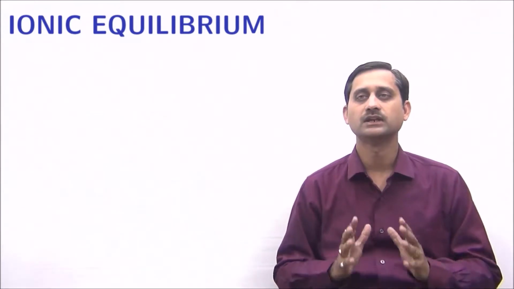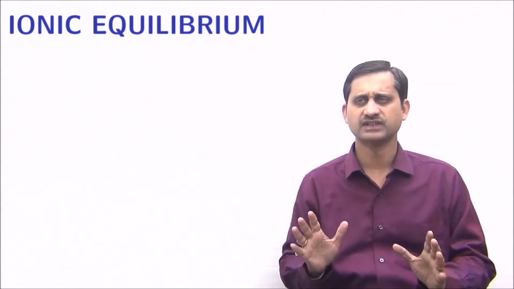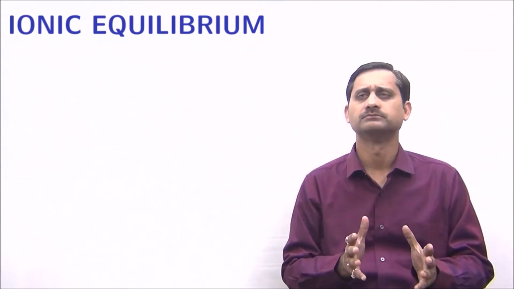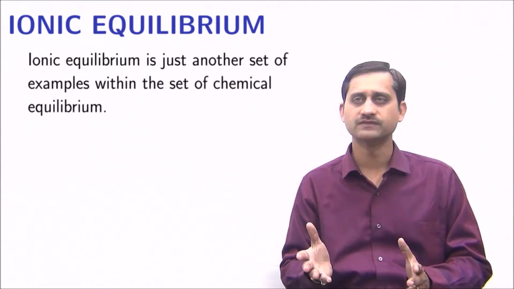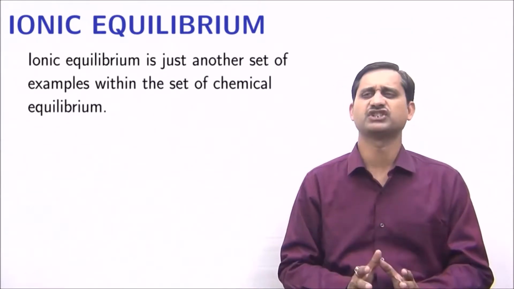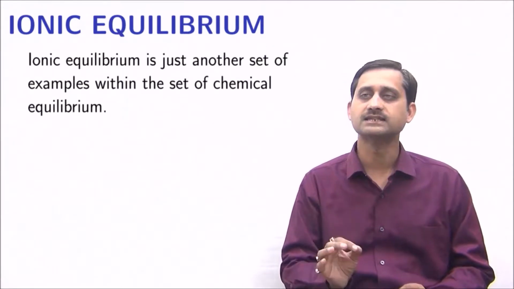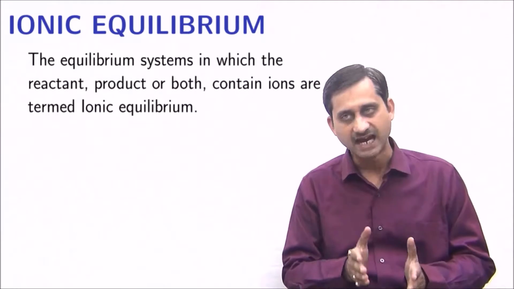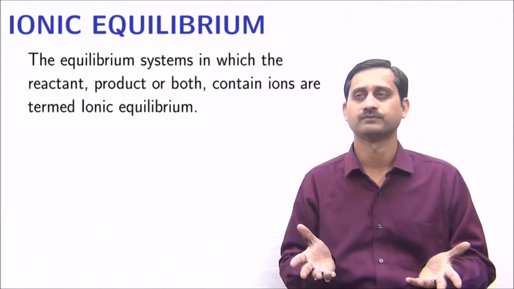So, we begin with the topic ionic equilibrium. As such, there is no difference in ionic or chemical equilibrium. In fact, ionic is just another set of examples within the system of chemical equilibrium. If we have to differentiate between them, we may define the ionic equilibrium as a system in which either the reactants, product, or maybe both contain ions.